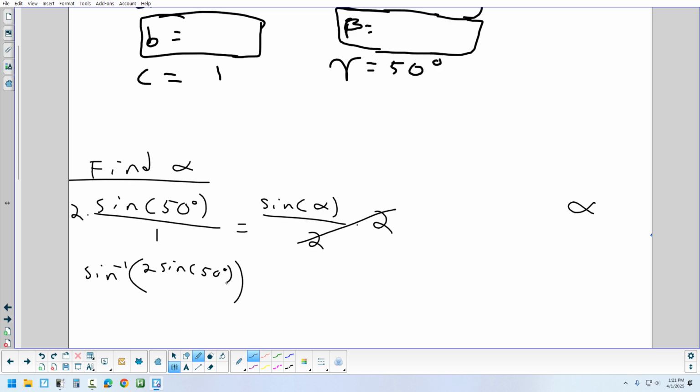Do we cancel anything on the left? No. Nothing cancels on the left. If you're thinking sine and inverse sine cancel, no, because you're doubling it. And then you put that in the calculator. On the right, it's gone. Okay.